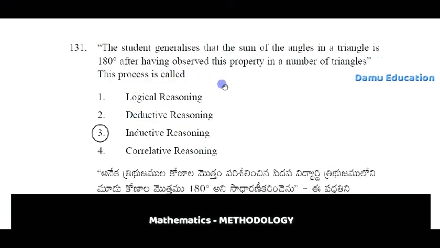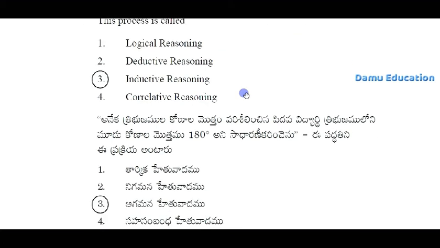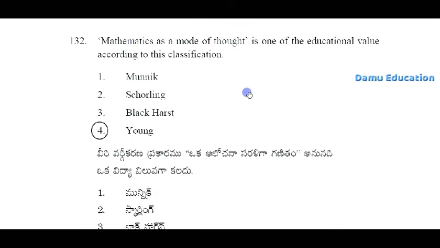The student generalizes that the sum of the angles in a triangle is 180 degrees after having observed this property in a number of triangles. This process is called inductive reasoning. Mathematics as a mode of thought is one of the educational values according to this classification. Young.